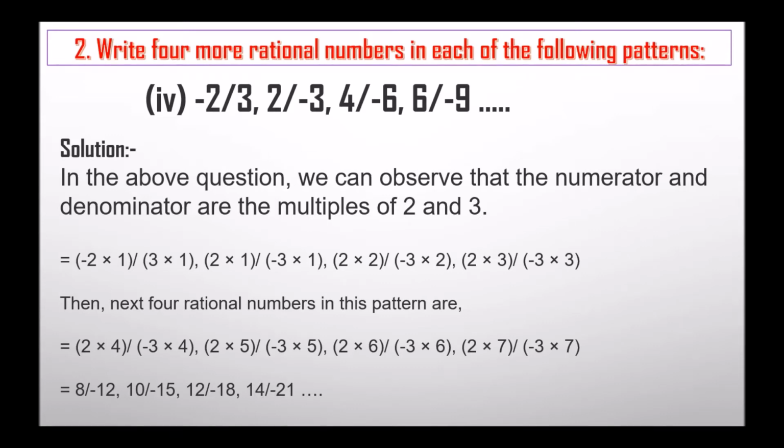Then the next four rational numbers in this pattern are 2 into 4 upon minus 3 into 4, that is 8 upon minus 12. 2 into 5 upon minus 3 into 5, that is 10 upon minus 15. 2 into 6 upon minus 3 into 6, that is 12 upon minus 18. 2 into 7 upon minus 3 into 7, that is 14 upon minus 21.